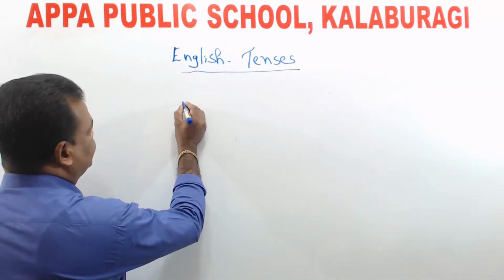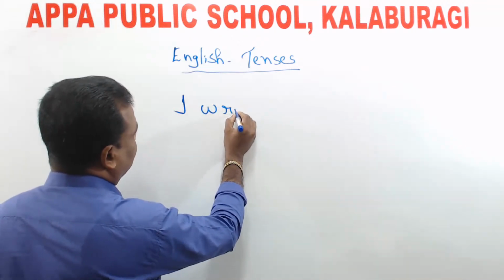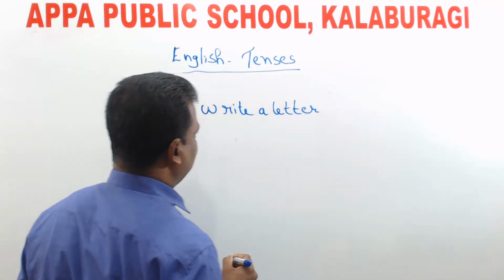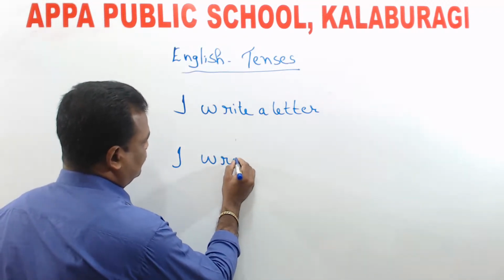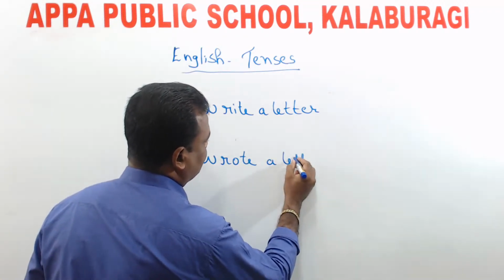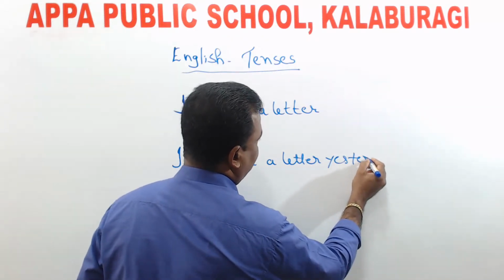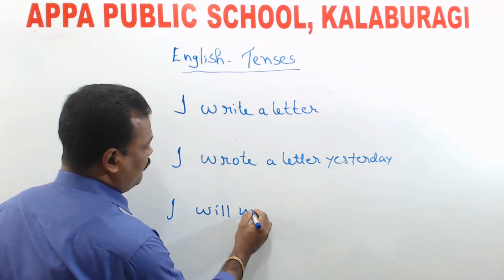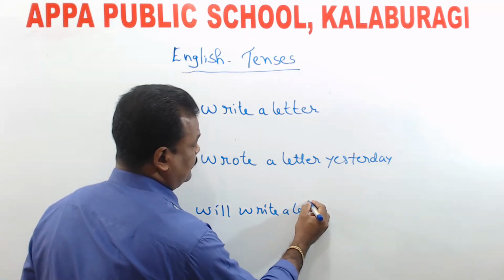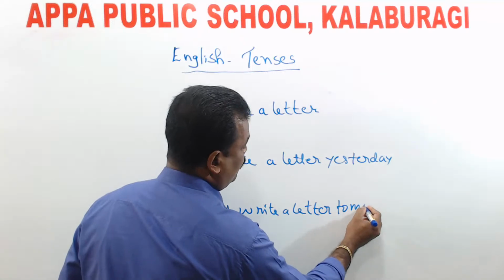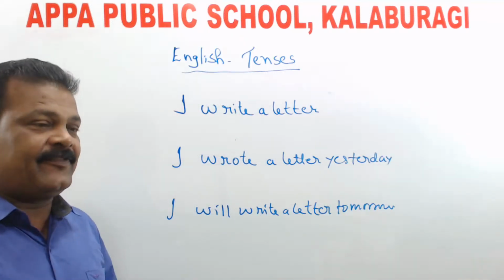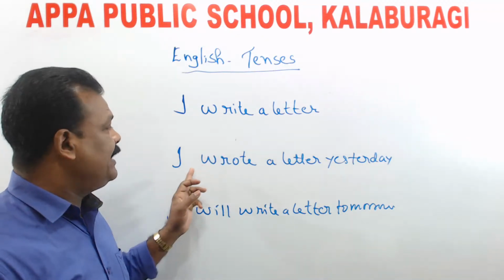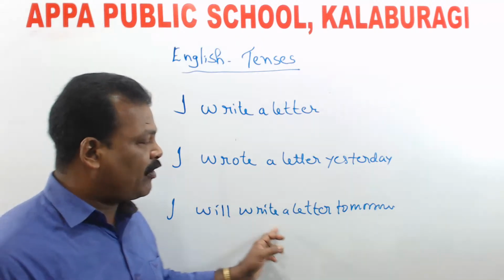I'm just writing like this. I write a letter. I wrote a letter yesterday. I will write a letter tomorrow. See, three different sentences: I write a letter. I wrote a letter. I will write a letter.